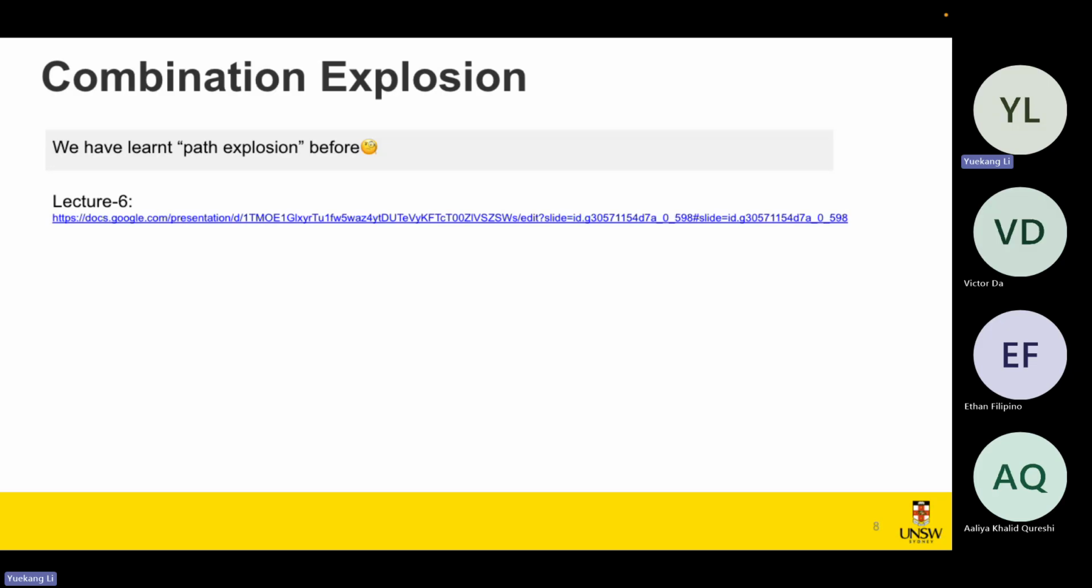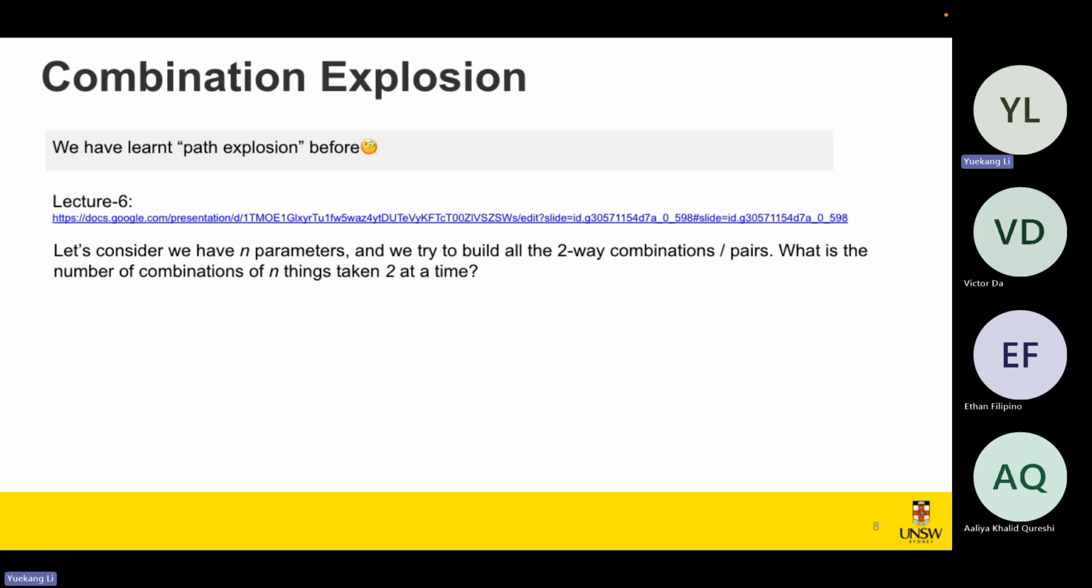And by combining different values of different input parameters, we also face the problem of explosion here. So let's think about this case. Let's assume that we have n parameters in total, and we are trying to build all the two-way combinations of pairs. So what is the total number of combinations we can get?